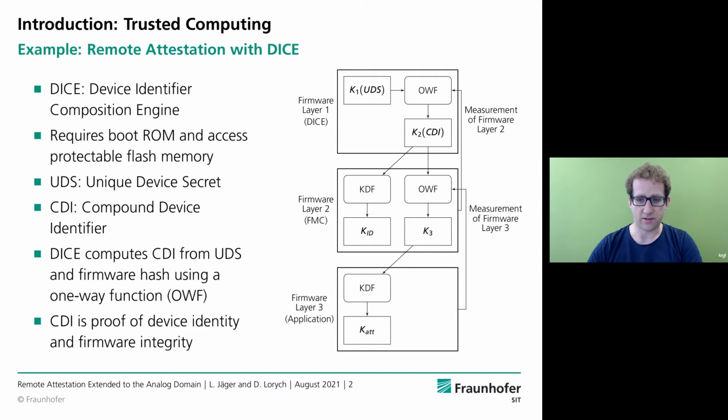And every DICE architecture is a layered architecture. It's consisting of multiple layers of firmware, with DICE being the first one. DICE, in its function, does only one thing. It measures the next level of firmware and combines this measurement with a one-way function and the unique device secret that is stored in the protected flash memory to the compound device identifier, which is the proof of the device's identity. And with the measurement of the next layer, it also can prove the integrity of the next layer. This principle of deriving compound device identifiers is applied to every other level of firmware after the first mutable code. And the top layer will use the CDI to derive an attestation key.